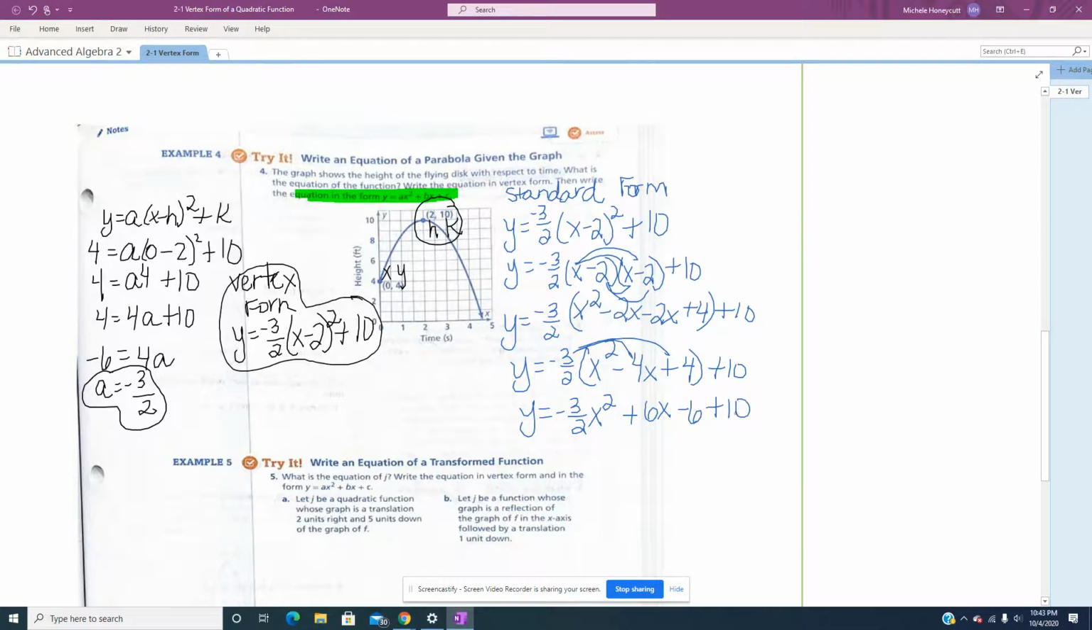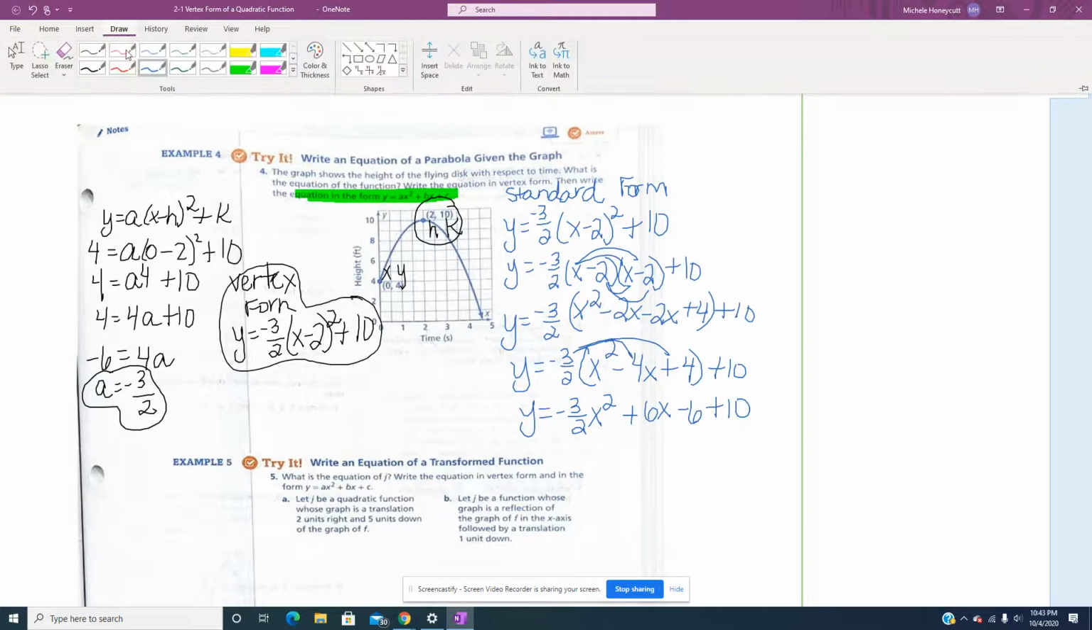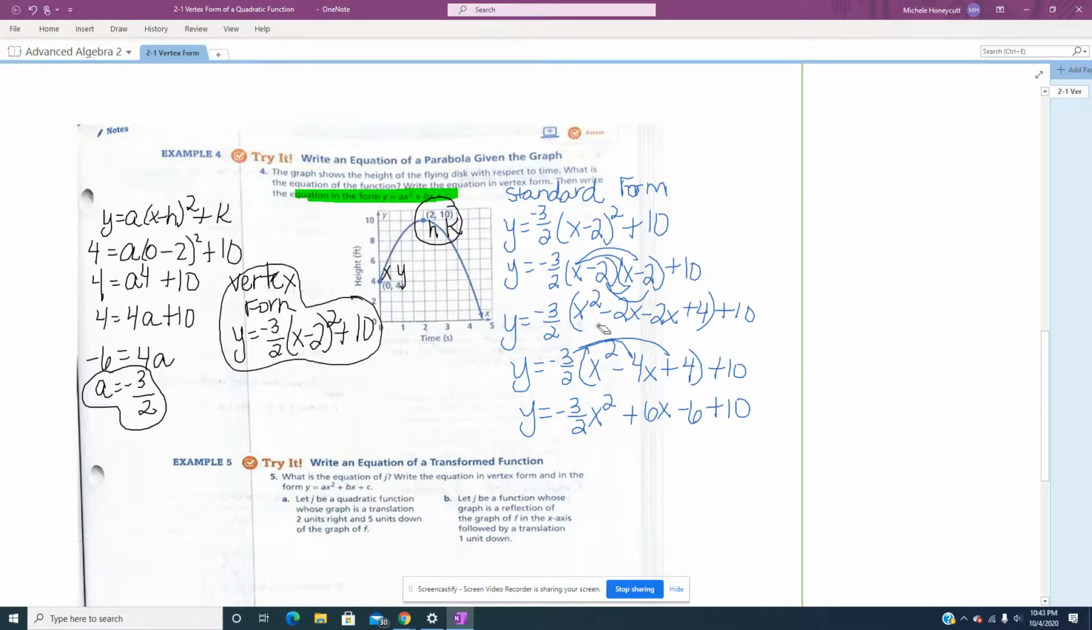But then I've got like terms right there. Negative 6 plus 10 is positive 4. So I'm just going to change that part. Let's get my eraser. Negative 6 plus 10 is the same as plus 4. And so there's the standard form.